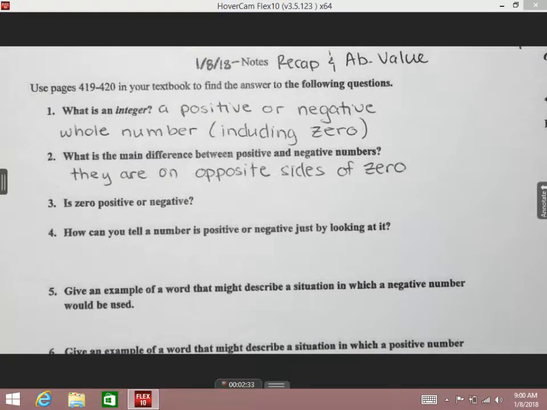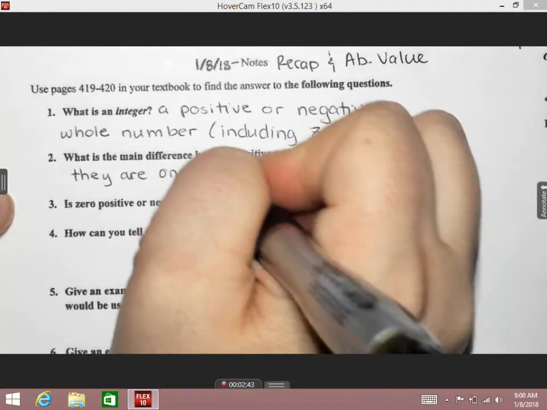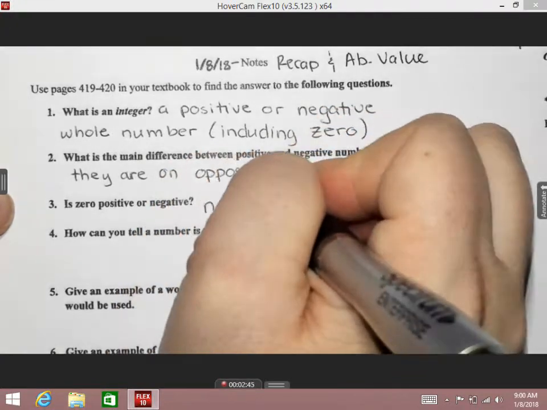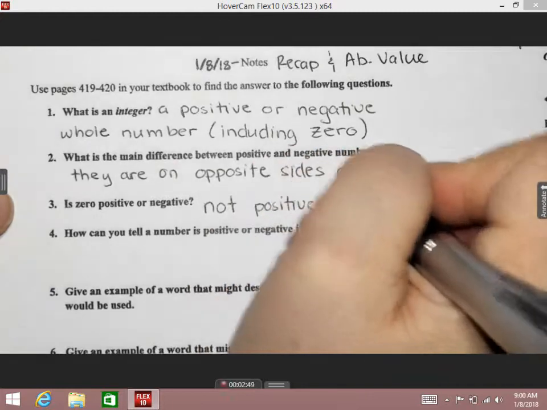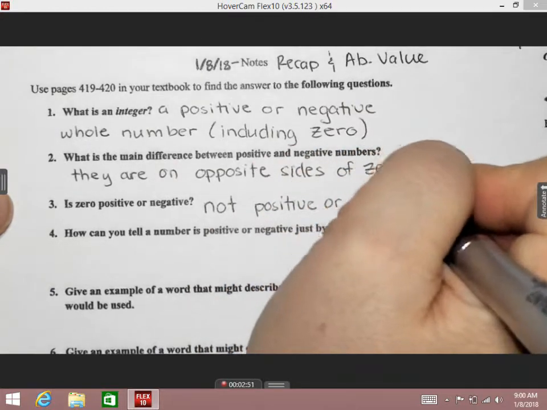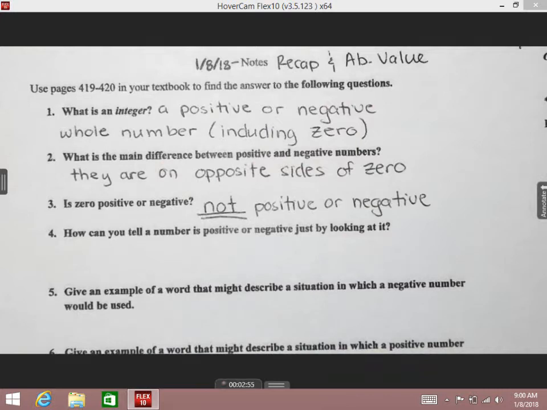Number 3, is 0 positive or negative? Raise your hand. Positive or negative? Kaylee? Neither. It's not positive or negative. It's neither. 0 is just neutral.